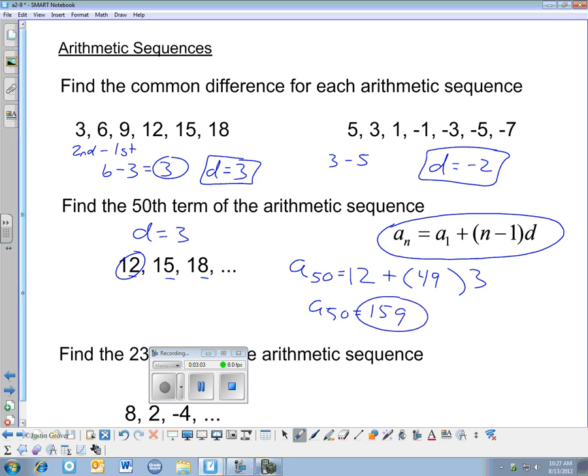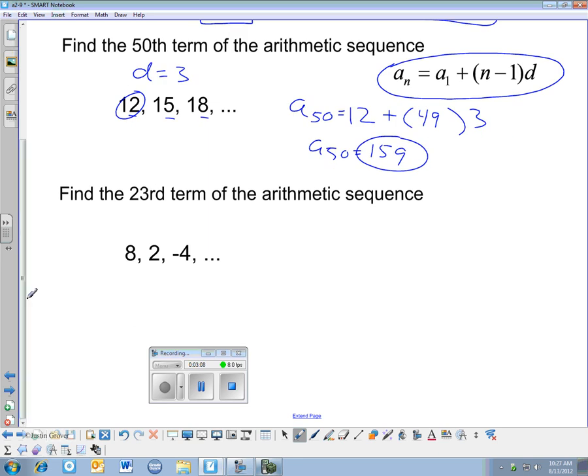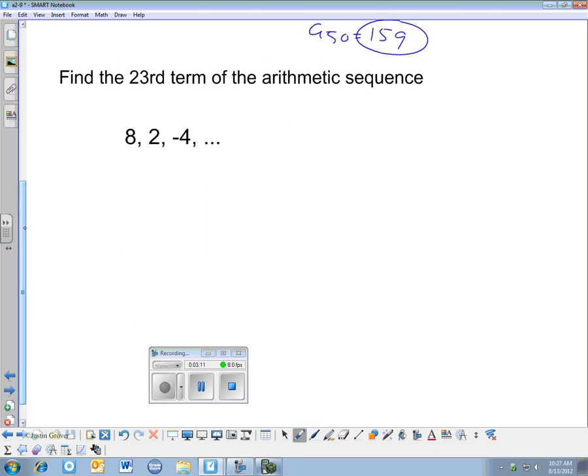Let me do one more example of this real quick. Find the 23rd term of the arithmetic sequence. So first we need the common difference, and if I do second minus first, 2 minus 8 is negative 6. And so a sub 23 equals our first term, 8, plus 22, because it's n minus 1. We want the 23rd term, that means n is 23, and if you remember our formula, it's n minus 1. And you multiply that n minus 1, 22, by negative 6.